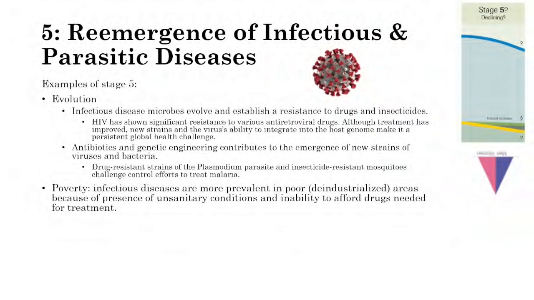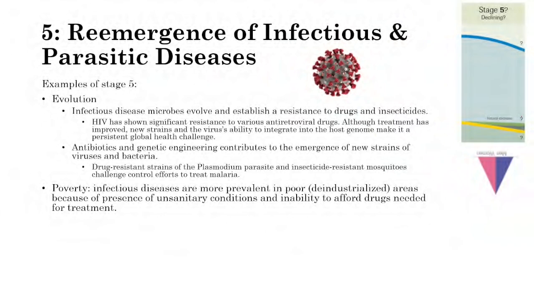Poverty is also a cause for stage 5. We see infectious diseases more prevalent in poor areas. We see deindustrialization occur in stage 5. People are moving out of the cities. Manufacturing is not prominent anymore. So deindustrialization occurs. So all those factories, all that infrastructure that was used for industry are abandoned. They're most of the time not redeveloped. And that's kind of been the trend. We've just started realizing that maybe we should redevelop some of this abandoned and deindustrialized land.